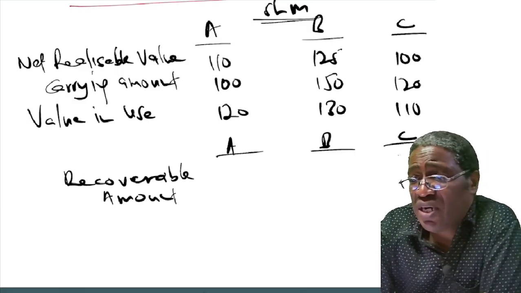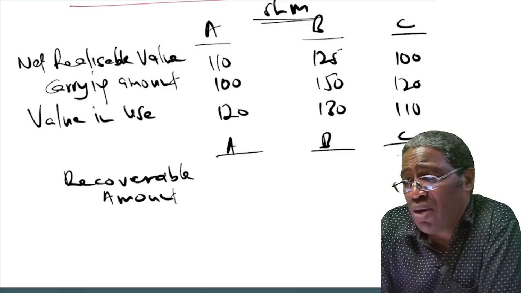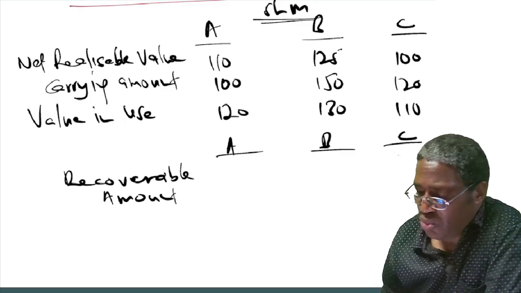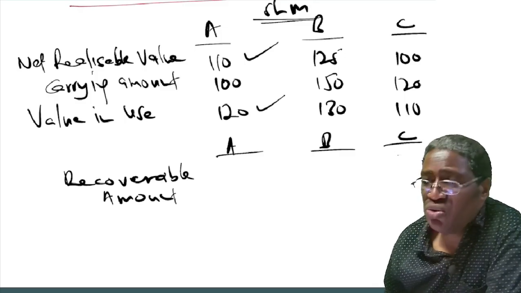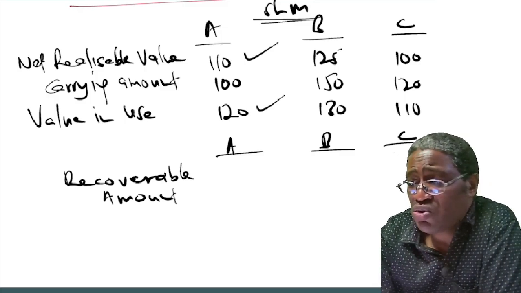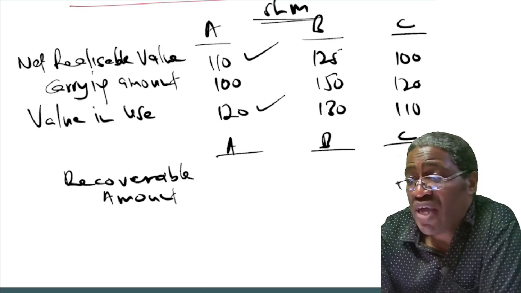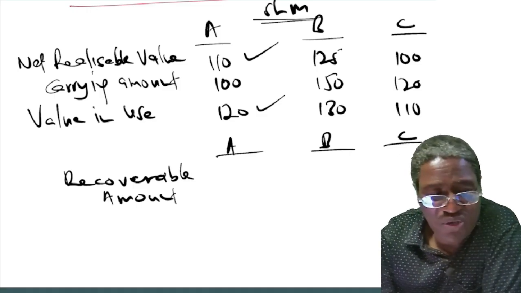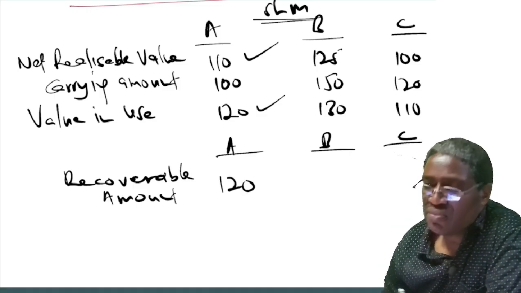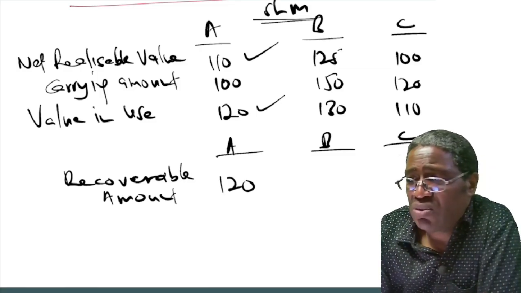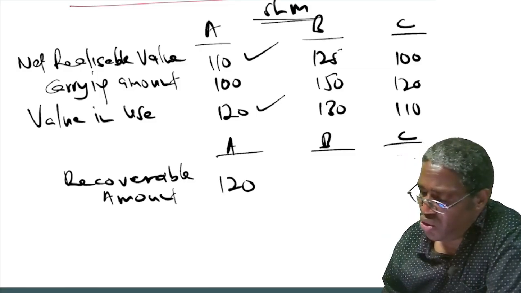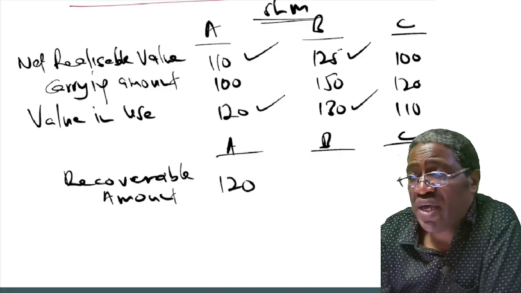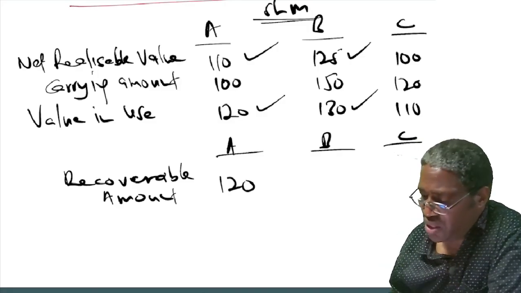We said recoverable amount is the amount that is considered to be the higher of 1, net realizable value, and 2, value in use. So I'm comparing those two values. Whichever of the two is higher, I pick it. So for asset A, the higher of the two is 120. That is the recoverable amount. For asset B, again, we compare the net realizable value and the value in use. Whichever of the two is higher, and that looks like 130.